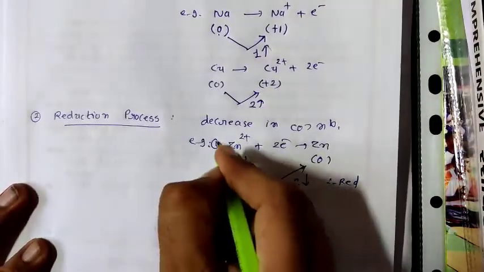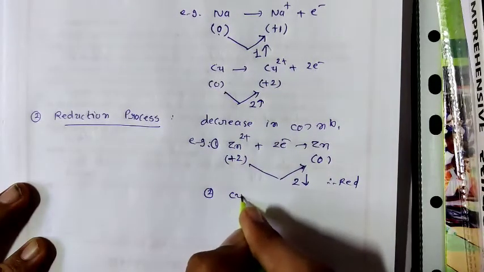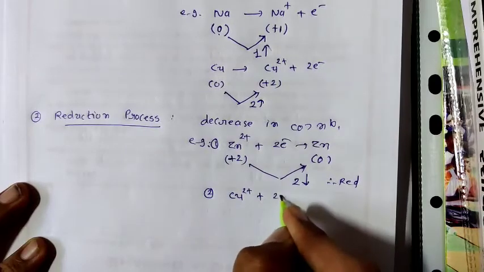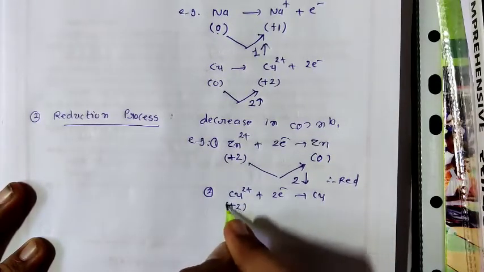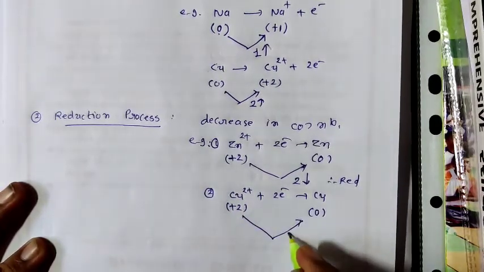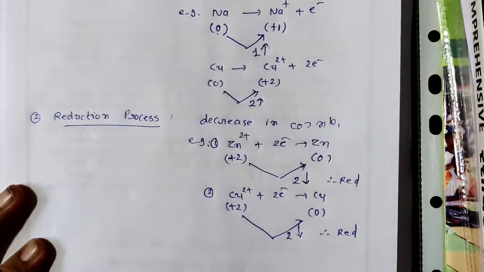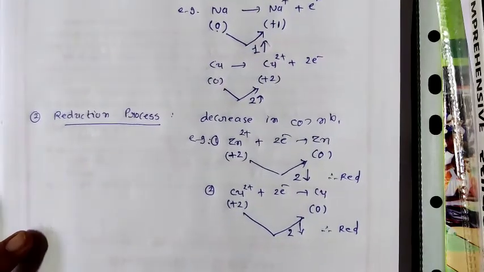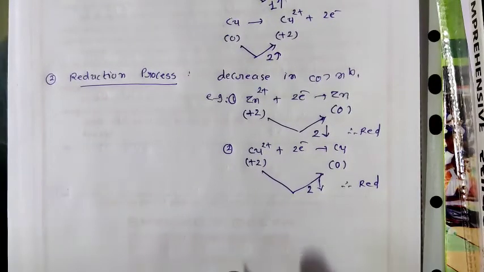Okay, the second example is here. Just see, the oxidation number of Cu2 plus is +2, and for copper it is 0. So a decrease of 2 numbers, that's why this process is known as the reduction process. So is it clear to all? Decrease in oxidation number, this process is known as the reduction process.